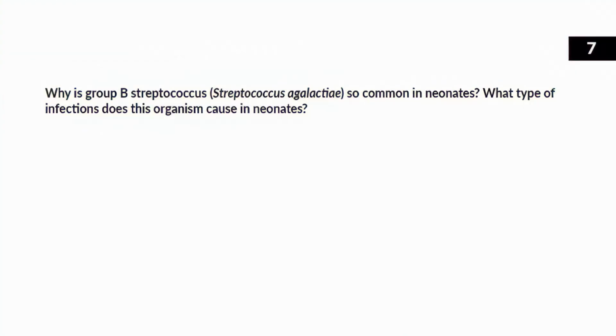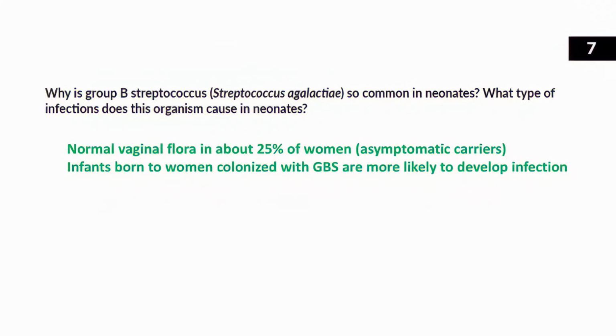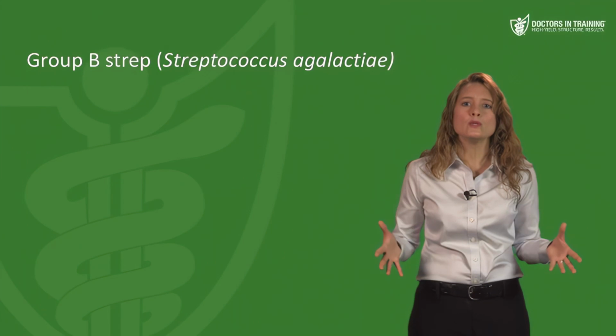Let's look at that study guide again. Why is group B strep so common in neonates? The reason why it's so common in neonates is because it's a normal vaginal flora in about 25% of women. These women are, for the most part, asymptomatic carriers. Group B strep rarely causes problems for them, but we know that infants born to women who are colonized with group B strep are more likely to develop group B strep infections than infants who are born to women who aren't colonized. The second part of this question asks what types of infections group B strep usually causes in neonates. Well, it frequently causes meningitis, pneumonia, and sepsis, which are clearly very serious complications. So what do we do about this risk?